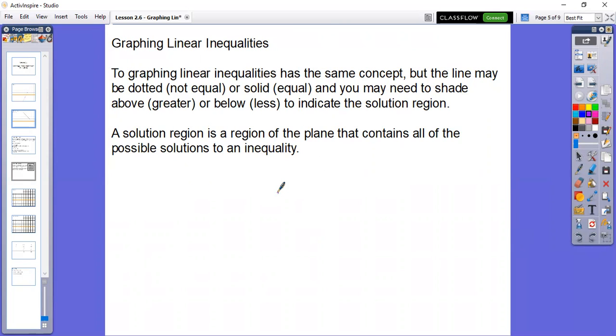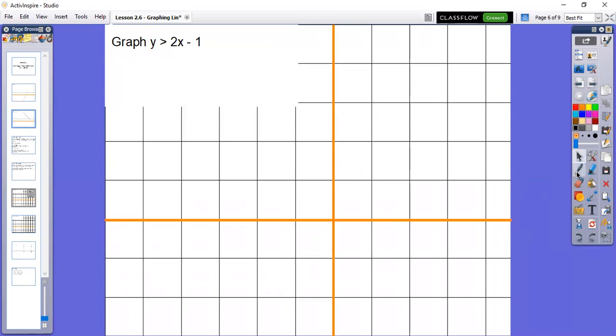If it's greater than, you're going to shade above the line. If it's less than, you're going to shade below the line. So we're going to do a couple examples to see what these look like. So we're going to graph y is greater than 2x minus 1.